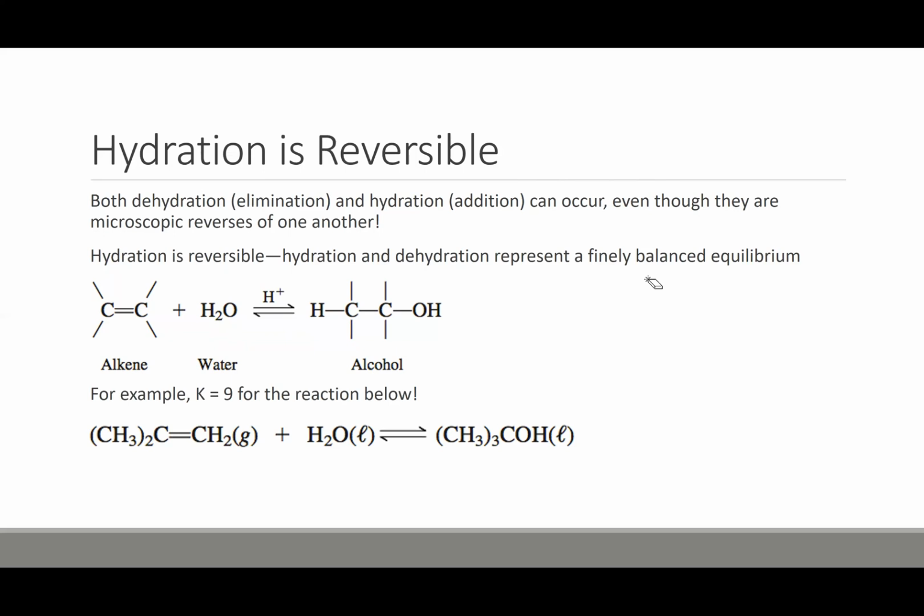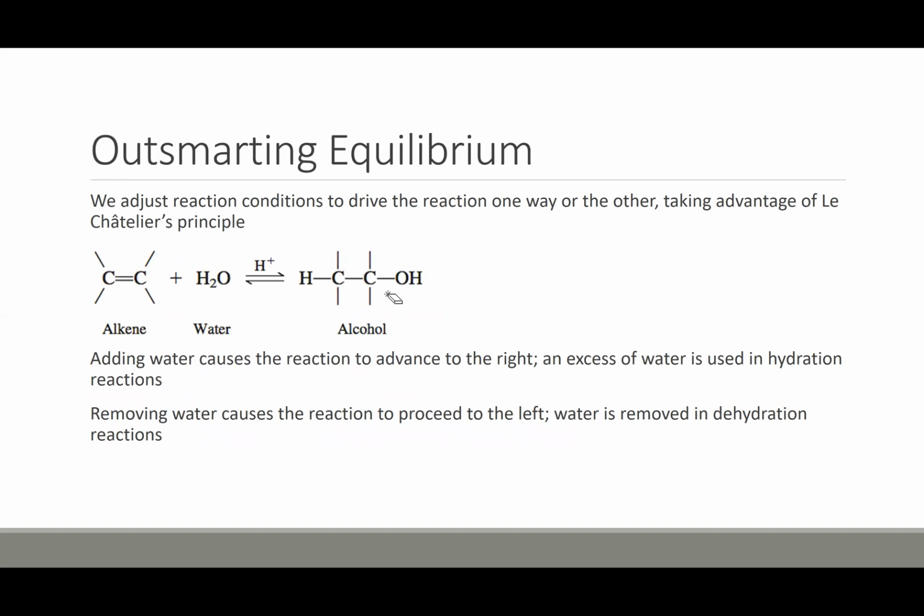So here, for example, an alkene in water with an acid will result in an alcohol, which could also, using that same acid, reverse back into forming the double bond. The way to adjust this reaction is by using Le Chatelier's principle, which is just by imbalancing the reaction to drive it in one direction. So for example, if you add water, you add to the reactant side here, it will cause the reaction to advance to the right. It'll make it form more alcohol. So an excess of water is used for the hydration reaction.